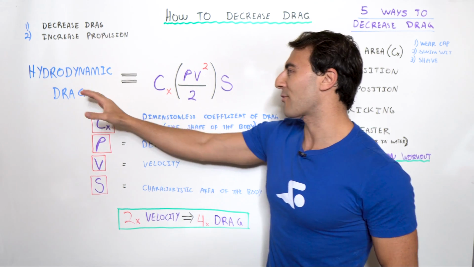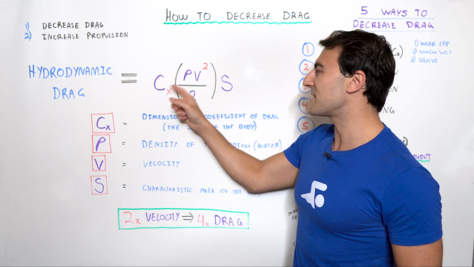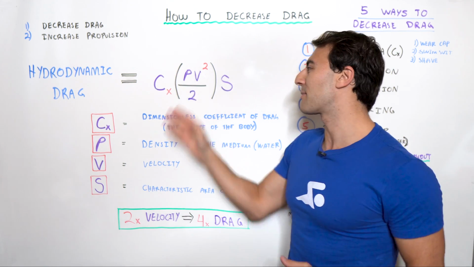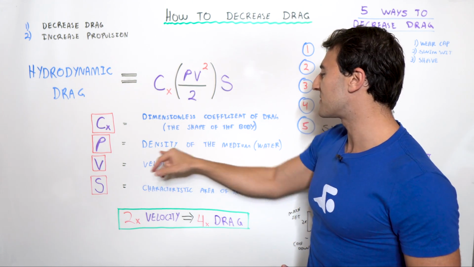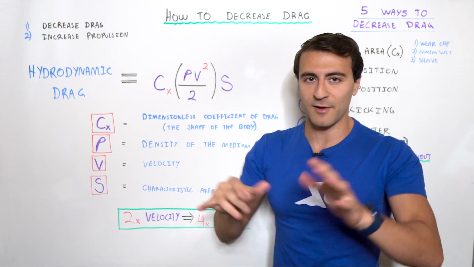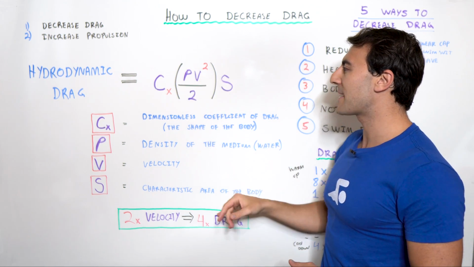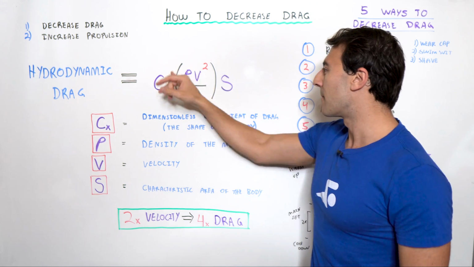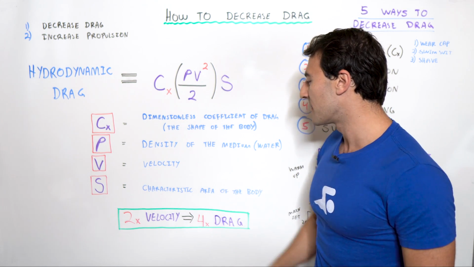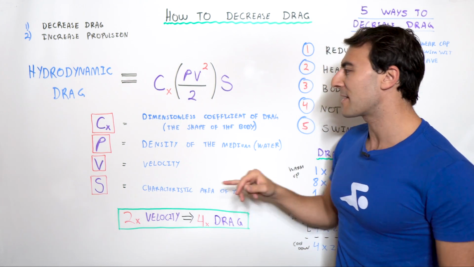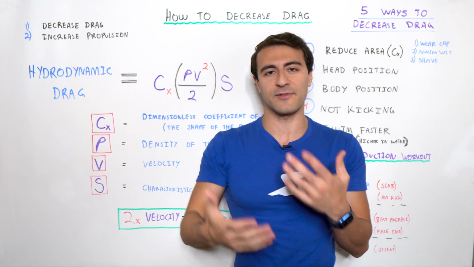So hydrodynamic drag is equal to C of X multiplied by the parenthesis of our P, which is density of the medium, which is water. I'll define all the variables, multiplied by velocity squared divided by 2, that's all in parentheses, multiplied by our S variable, which is the characteristic area of the body. That's the surface area of your body.